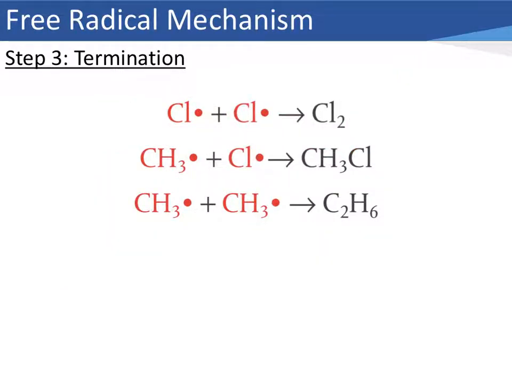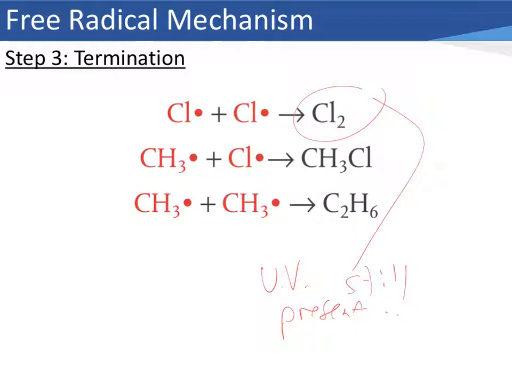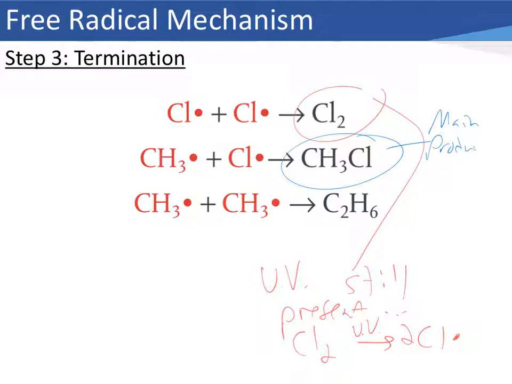The termination step could be two chlorine radicals bumping together to make Cl2. Now, if UV light is still present, then that Cl2 can be split into the Cl radicals. And so the process will continue. If the UV light has been turned off, then this will terminate the reaction. If I have a methyl radical bump into a chlorine radical, that'll make one of the main products. And that's a good thing.